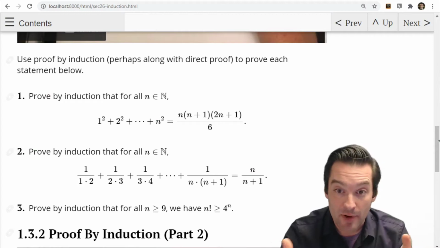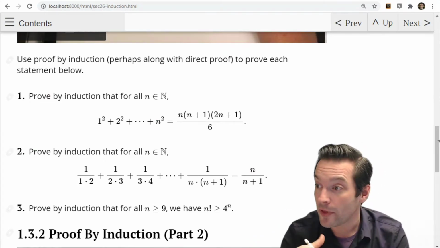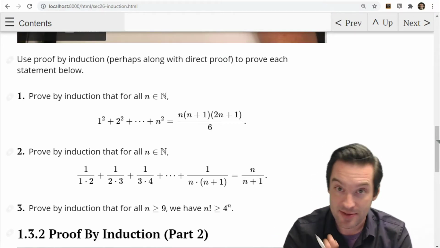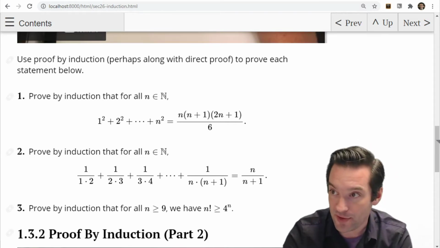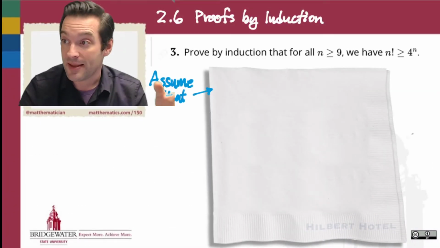So in our next example, we want to prove this inequality over here, that n factorial is greater than or equal to 4 to the power n for all natural numbers n beginning from n equals 9. Right? So this is a little bit different because we're in a different starting point for our natural numbers compared to our previous example. But the process of writing an inductive proof remains the same.